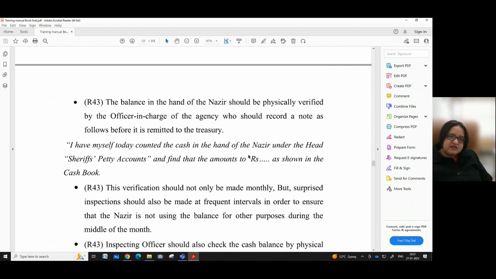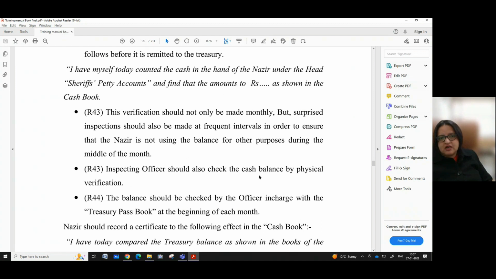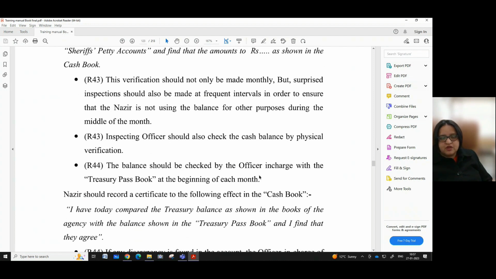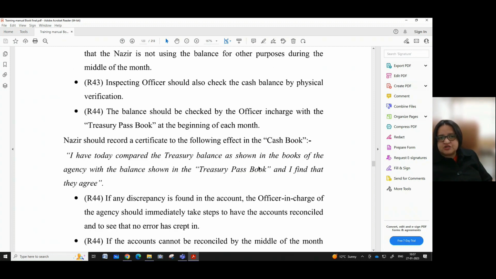Rule 43 says that the balance in the hand of the Nazir should be physically verified by the officer in charge of the agency, who should record a note as follows before it is remitted to the Treasury: I have myself today counted the cash in the hand of the Nazir under the head Sheriff's petty accounts and find that the amount to rupees dash is as shown in the cash book. This verification should not only be made monthly, but surprise inspection should also be made at frequent intervals in order to ensure that the Nazir is not using the balance for other purposes during the middle of the month. Inspecting officers should also check the cash balance by physical verification.